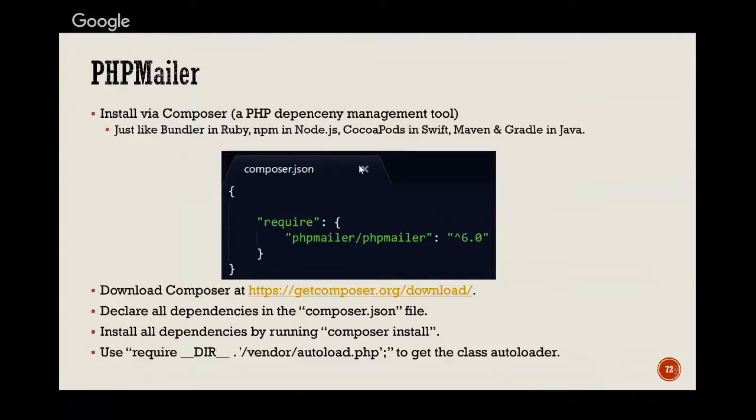The whole thing is a JSON; this is just JSON syntax. So you require something, for example PHP with version 6.0. If you want a new library, just put a comma there and then a new line. So you declare all your dependencies in this file, and once you have Composer downloaded, you just run composer install, and then all dependencies will be installed.